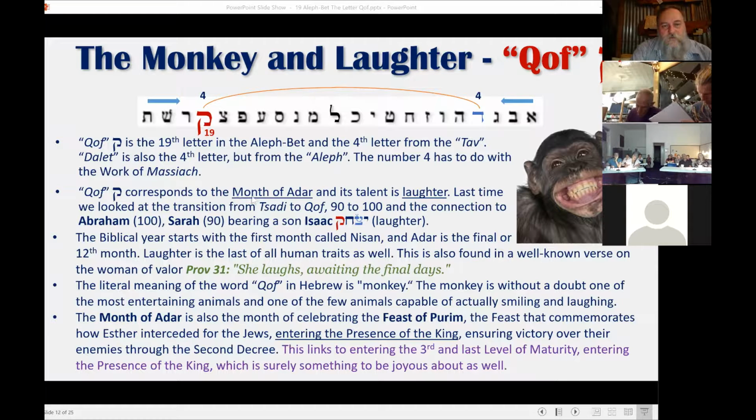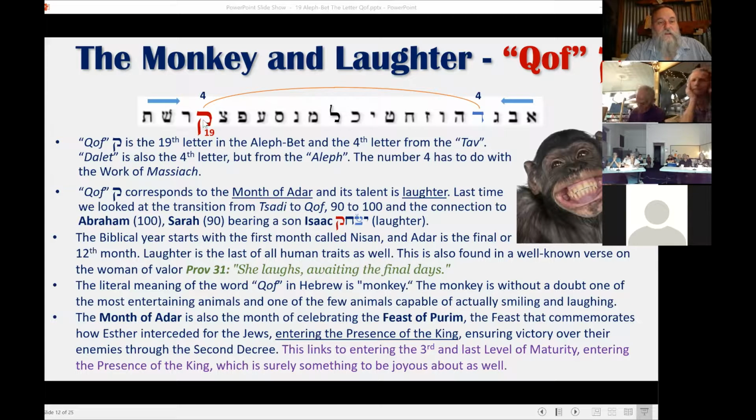Now, the Goof also corresponds with the month of Adar. And the month of Adar, which is the 12th month in the culture, is the month of laughter. So it's a time of rejoicing. It's the end of the year. That's what we know as New Year's Eve. You celebrate the end of the year and the start of the new year. That's what the month of Adar represents.